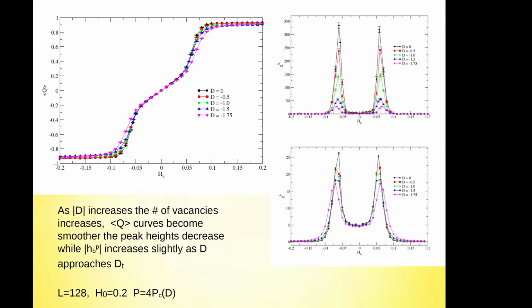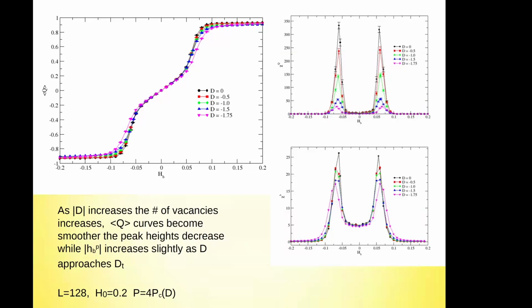And notice what happened: the curve becomes smoother. The larger the value of D, the smaller the peaks. So basically, if D is very large, the peaks will disappear, okay? And not only that, but the height, of course, depends, but the location of the peaks is at larger and larger values.